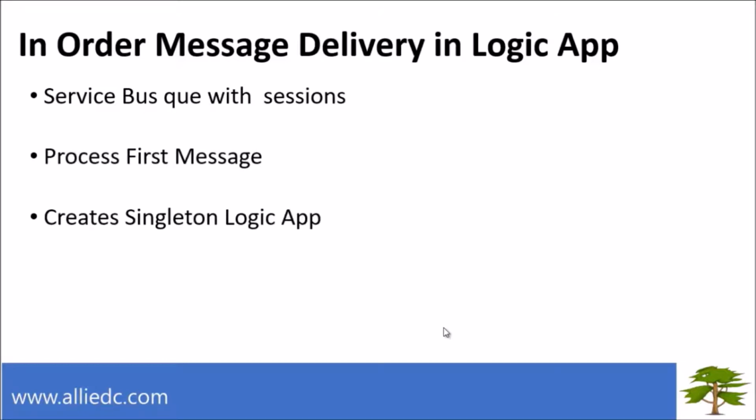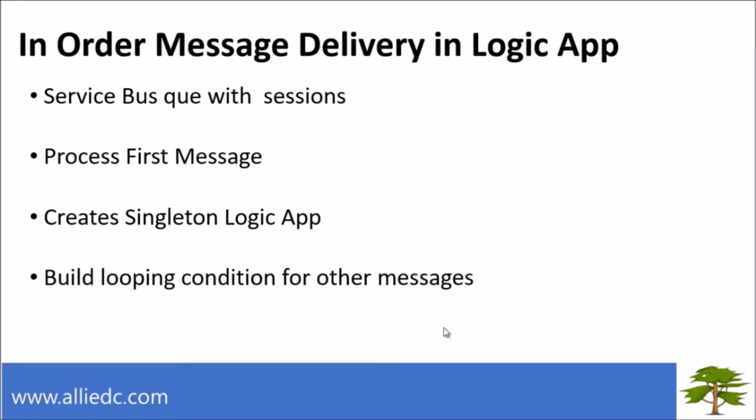You first will build out your process by building the process to handle the first message in your correlation. This would look at the session ID in the Service Bus queue and use that to process subsequent messages. After you have built the logic for processing your first message, you must then build looping logic to process the rest of the messages that follow the same correlation.